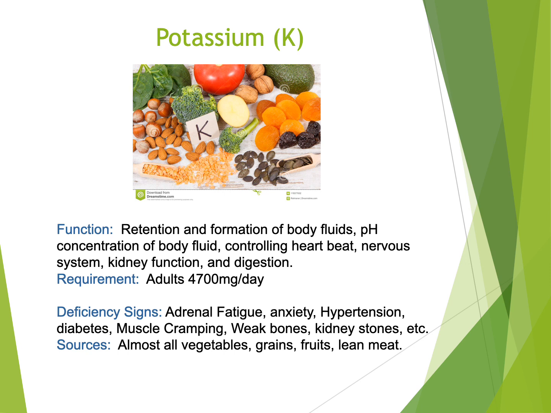The mineral potassium can help with the retention and formation of body fluids, pH concentration in the body, controlling heartbeat, nervous system, kidney function, and digestion. The requirements of this mineral are around 4,700 milligrams per day for adults. So it is very important for you to notice how much you need of each mineral daily to prevent any disease that can be related with deficiencies. Some of the deficiency signs for potassium are adrenal fatigue, anxiety, hypertension, diabetes, and muscle cramping. Some of the good sources of potassium include almost all of the vegetables, grains, fruits, and lean meat.